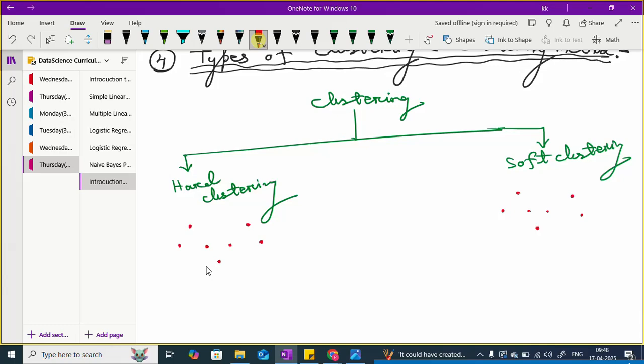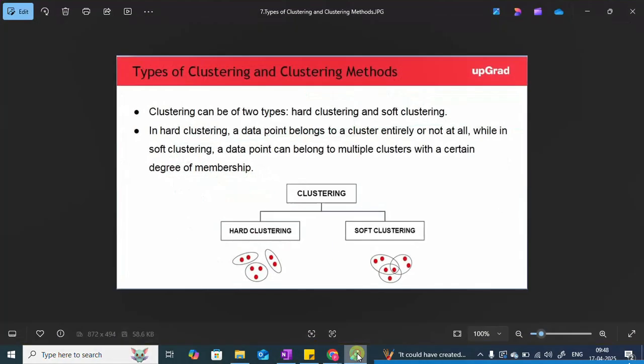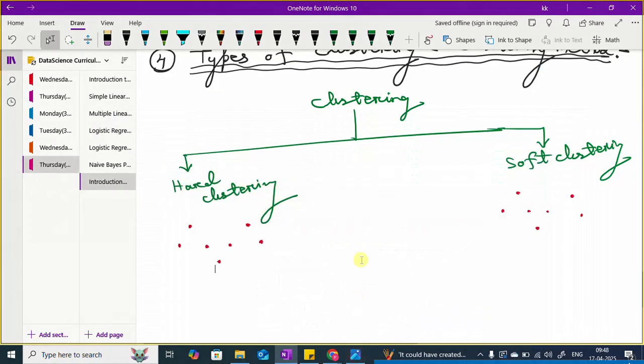Now coming to soft clustering, guys, what happens? Generally, if you compare, it looks like the distance between this data point and this data point is the same as the distance between this data point and that data point. So I'll make it one cluster. It looks like I'll make it one cluster.